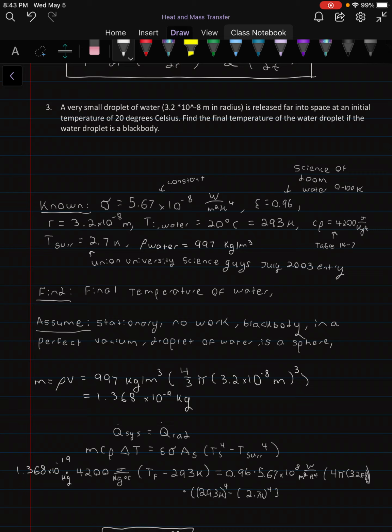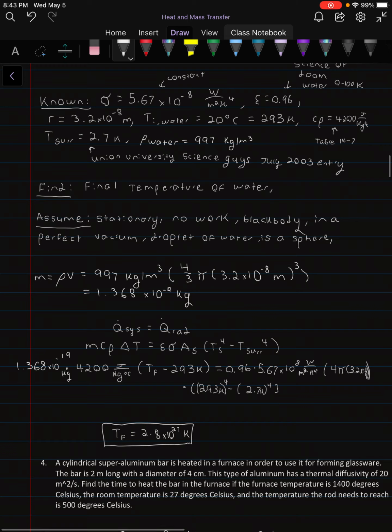Next, we have a droplet of water that's released into space, and we have an initial temperature of 20 degrees. And we want to find the final temperature of the water droplet if it is a black body. So we have all these knowns.